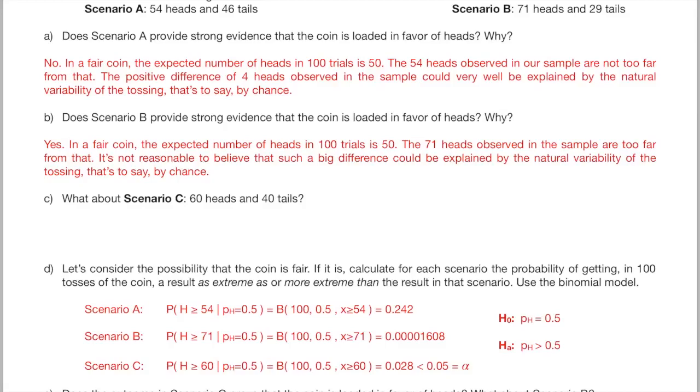The p-value is also understood as a measure of likelihood. How likely is it that the null hypothesis is true? In scenario A, how likely is it that the coin is fair? Fairly likely. And here, not very likely. And here, not likely at all. It is also interpreted as a measure of the strength of our evidence against the null hypothesis. As a measure of strength, it works inversely. The closer to zero, the stronger the evidence against the null hypothesis.